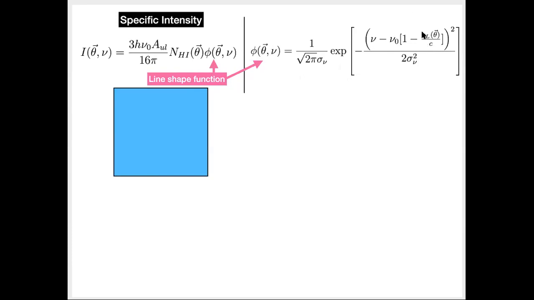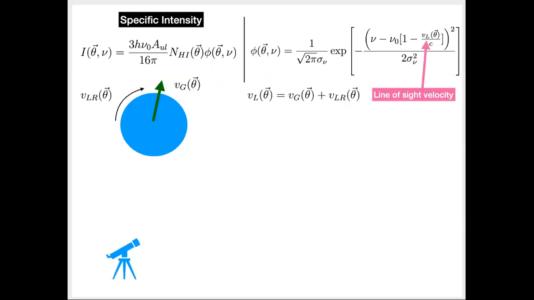And I get this factor, V_L, which is the line of sight component of the velocity of the cloud divided by the speed of light. Sigma nu is the width of the line. Well, what is V_L? The line of sight component of the velocity of the H1 cloud. It has 2 components. Now the H1 cloud from which the emission is coming, of which this is the specific intensity, is a part of a galaxy.